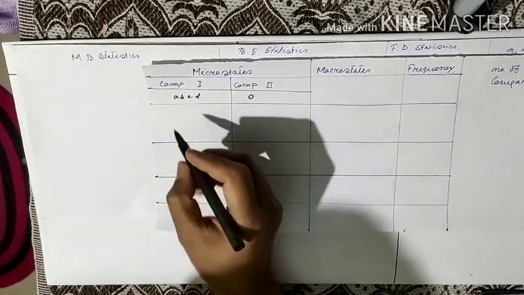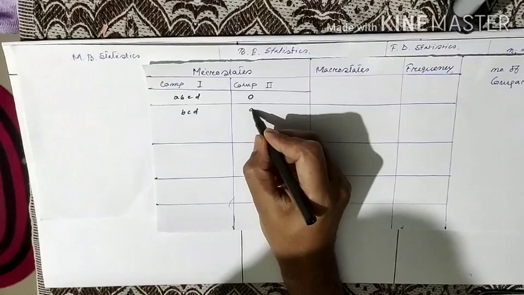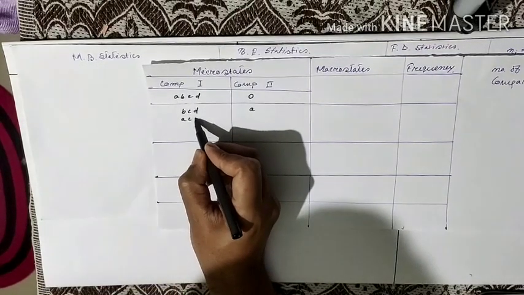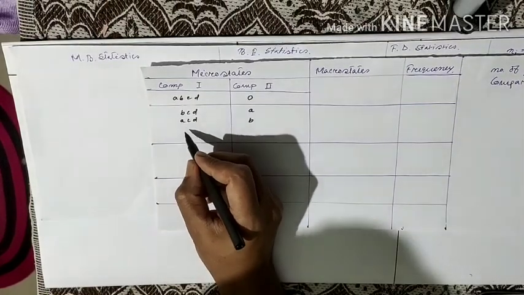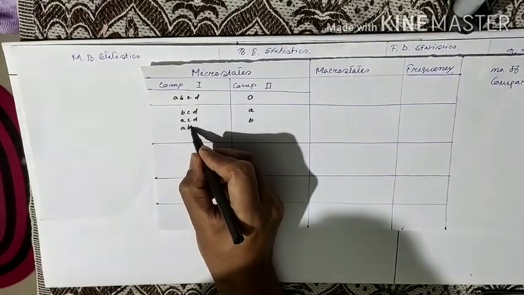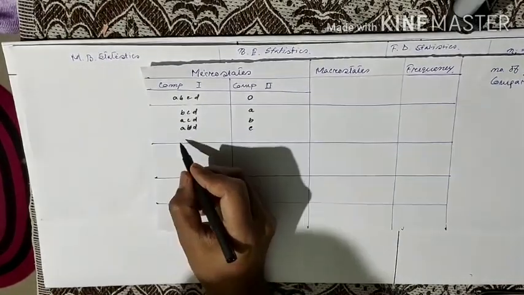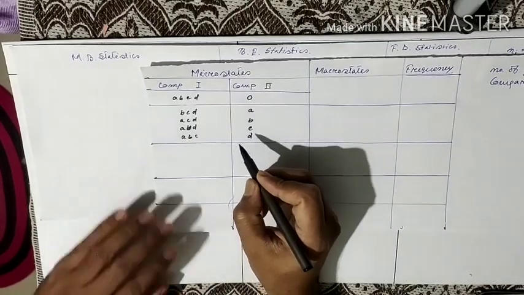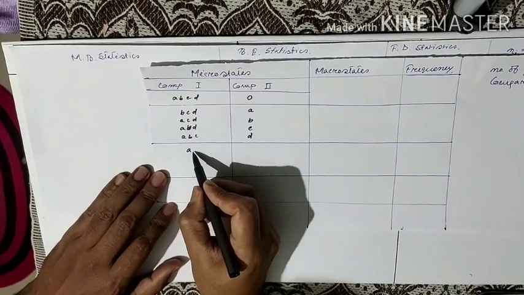Then what can I do? I can put here B, C, D, and here A. Then A, C, D, and here B. Then of course you will get A, B, D, and here C. Then you will get A, B, C, and here D. Or another way we can arrange it 2 by 2.